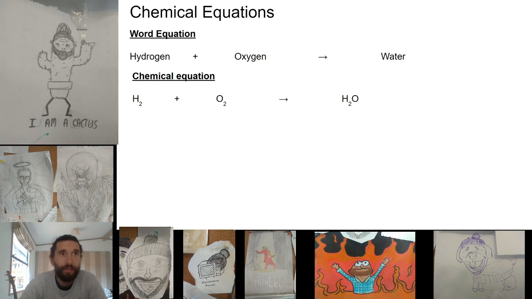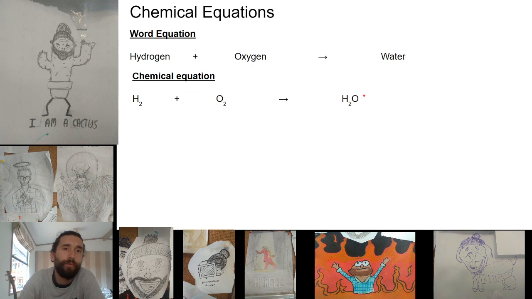So, the chemical formula for hydrogen is H2. Two hydrogens bonded together. The chemical symbol for oxygen is O2. Two oxygens bonded together. And the chemical symbol for water is H2O.